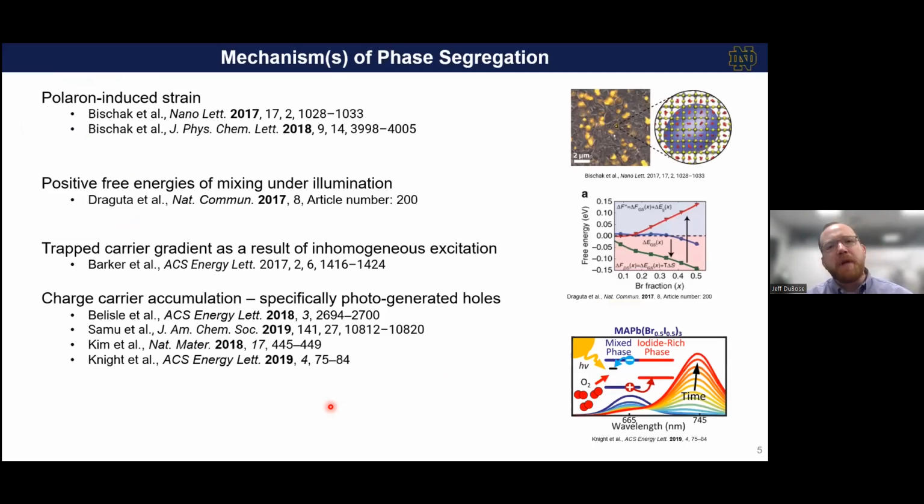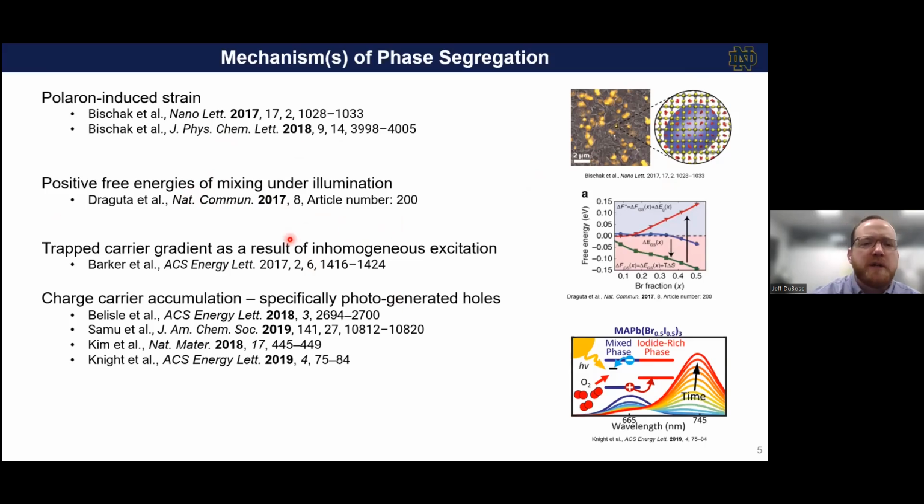When it comes to the mechanism of how this phase segregation, specifically halide ion segregation, occurs, over the years a few mechanistic insights have come in. Some folks introduced the idea of polaron-induced strain, where the charge carriers couple to the lattice vibrations, and that can induce all sorts of interesting physical interactions that have been purported to drive this phase segregation process. There are other folks at Notre Dame who have looked at the thermodynamics, or the free energies of mixing, that change under illumination.